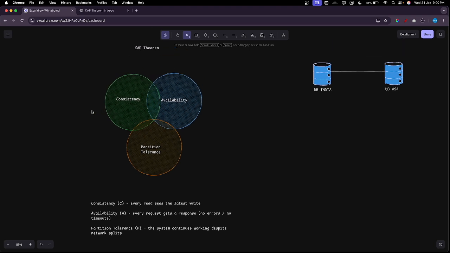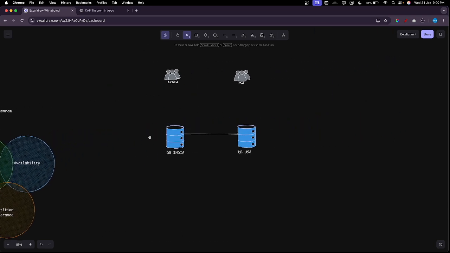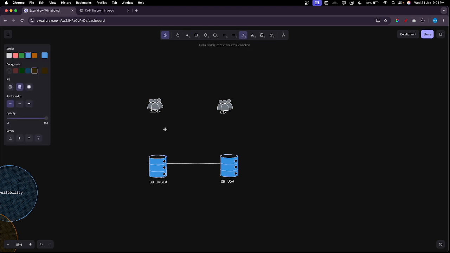For a distributed system, it is impossible to provide all these three guarantees. Let's understand this with an example. Let's say we have an international social media application, and as we already have billions of users, we have replicated our database. One database is present in India and one in the USA. This is just a replication.